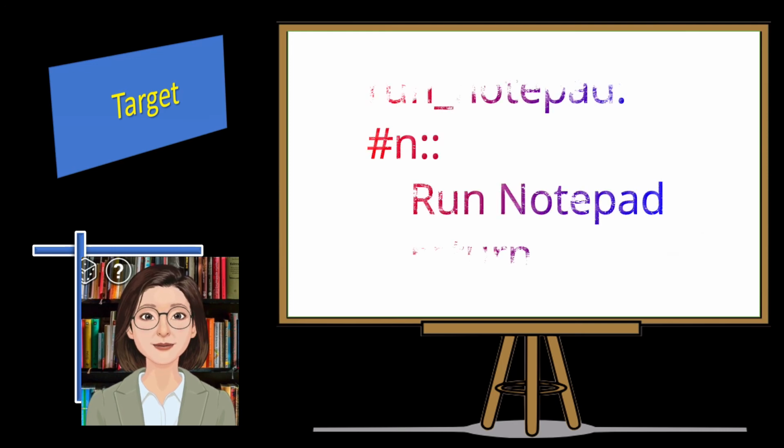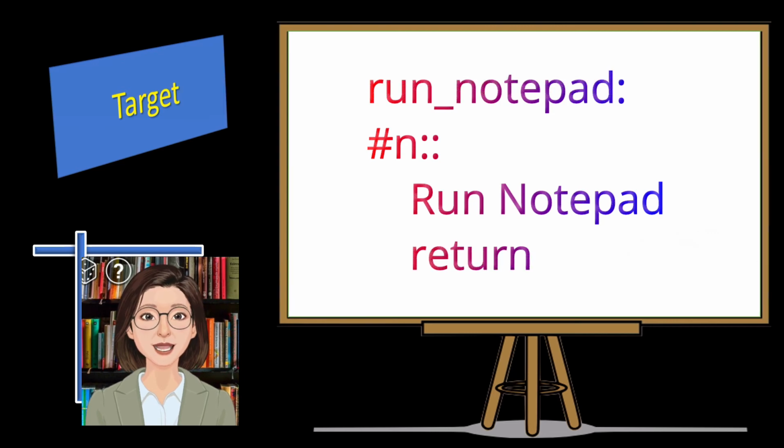The target of a label is the next line of executable code. Executable code includes commands, assignments, expressions and blocks, but not directives, labels, hotkeys or hotstrings. In the following example, Run_Notepad and #n both point at the Run line.